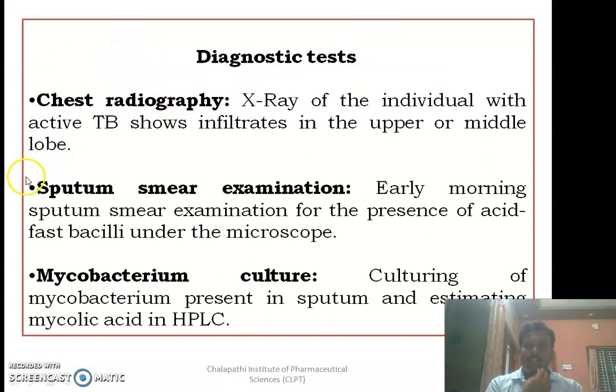And after this, there is a confirmatory test. The confirmatory test is done through sputum smear examination. They take a sample of sputum from the suspected individual and observe it under a microscope for the presence of Mycobacterium tuberculosis, and also by culture of the mycobacterial species present in the sputum. So these are the three diagnostic tests used to diagnose tuberculosis.